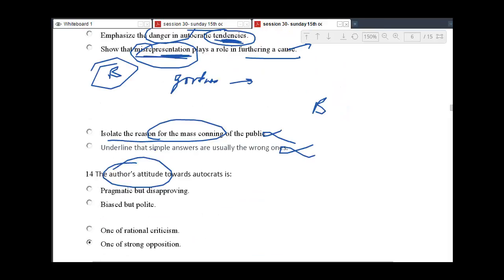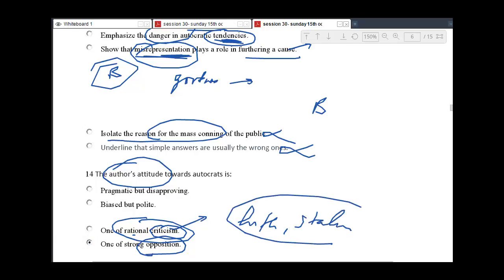You criticize rationally someone. It is not just criticism, people. Criticism is mild. He is opposing it. He has mentioned words like Hitler, words like Stalin. Do you think when you use these words, you are expressing criticism or you are expressing opposition?